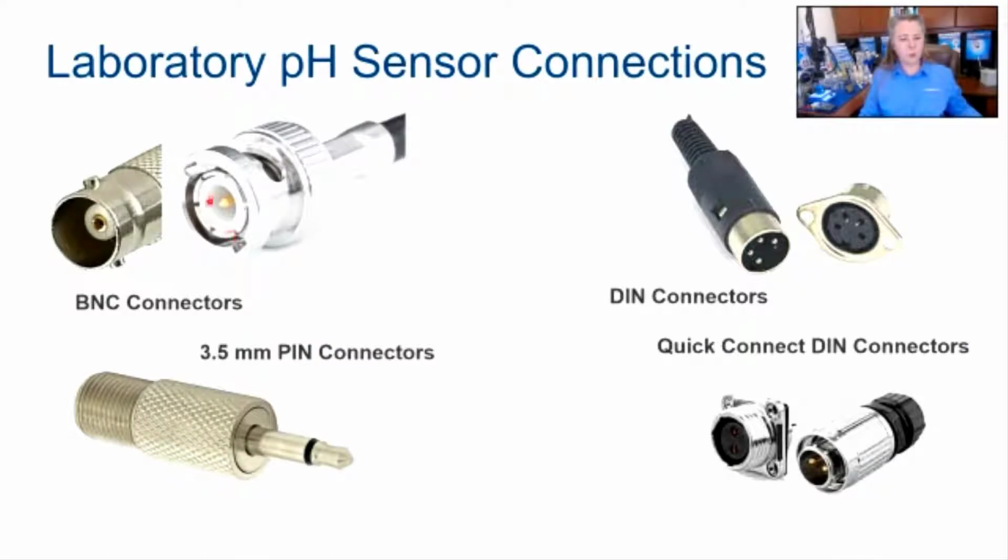The most common ones are BNC connectors. There's a male, then a female. There are 3.5 millimeter pin connectors. Those are also called single pin, or DIN connectors or DIN quick connects. DIN quick connects have some interest in some facilities and use because it's a threaded connection. So it gives it a little bit more of a waterproof, secure connection than some of the other connectors.